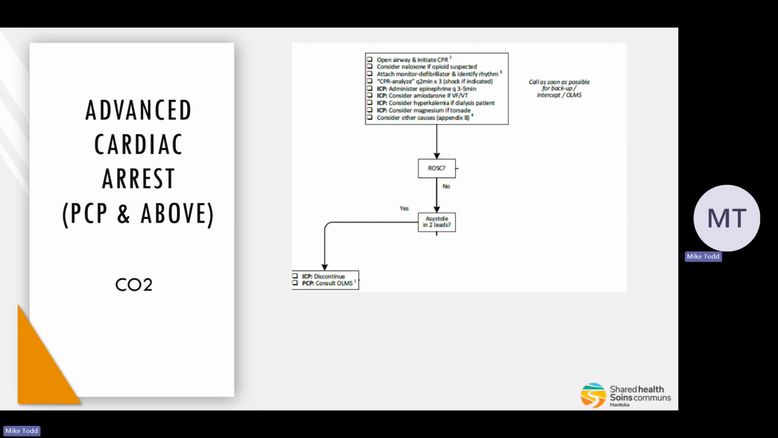If there is asystole in 2 leads and there's no other differentials to consider, ICPs can choose to discontinue in the field. If there's any other questionable circumstances, by all means, as an ICP, you can still call online medical, especially if your patient had improved electrical activity. We should probably make a phone call to see if they want to transport or not, or if there's something reversible, like possibly a tension pneumo.